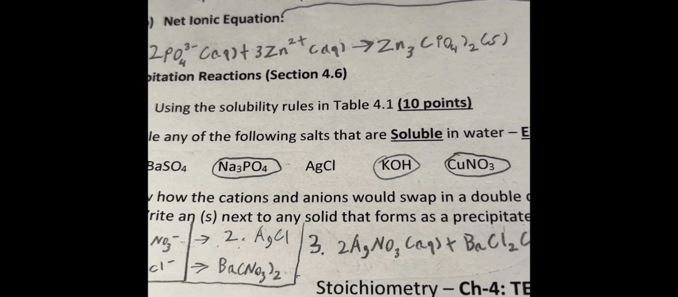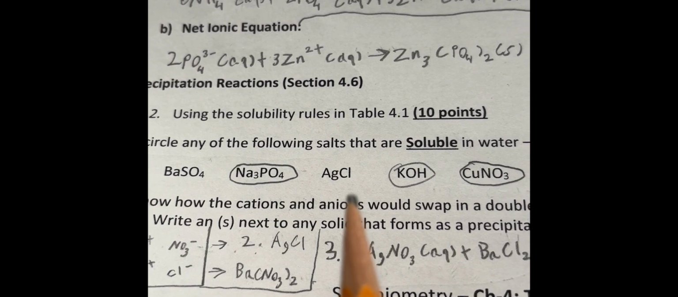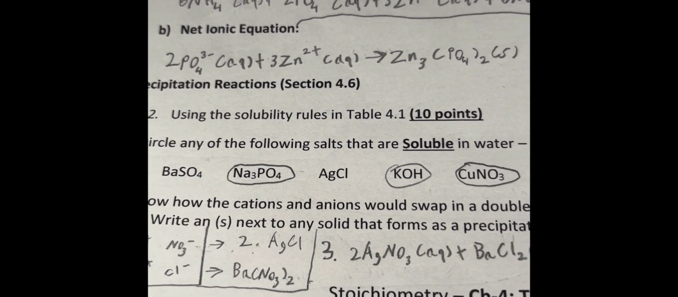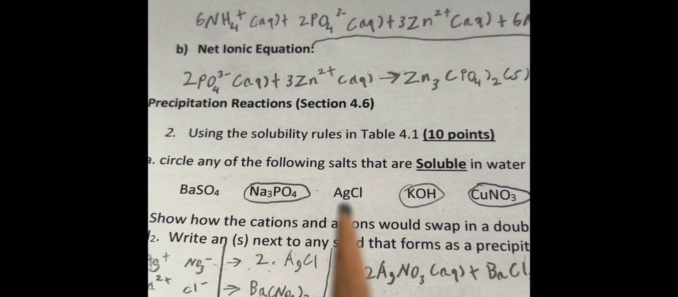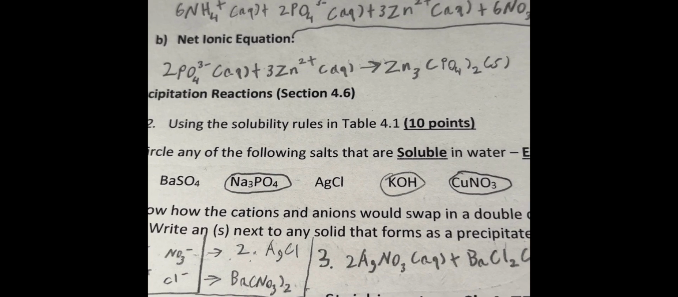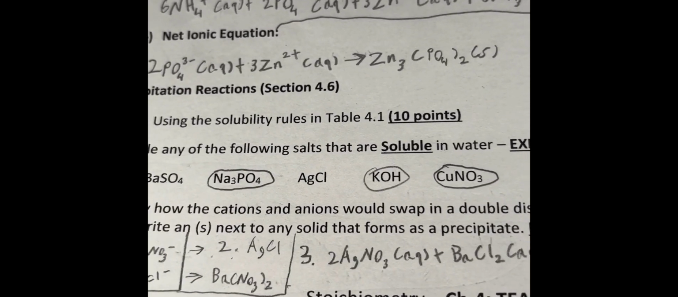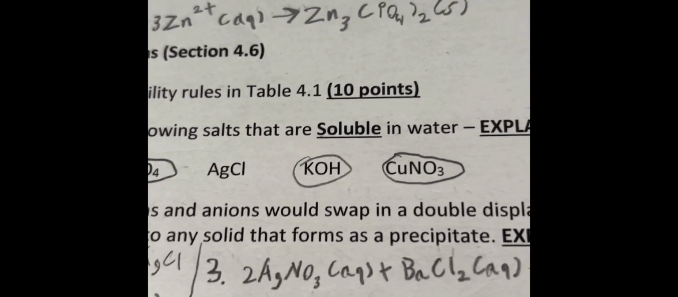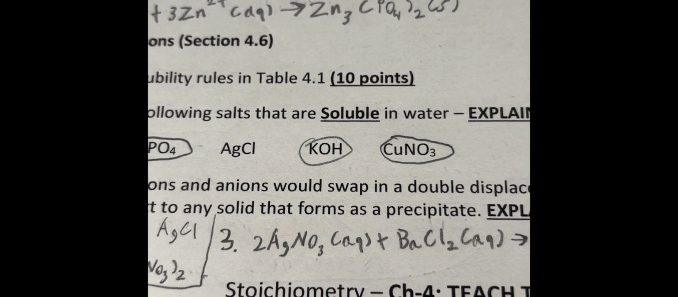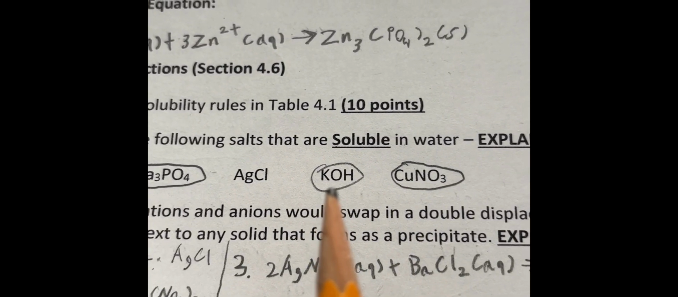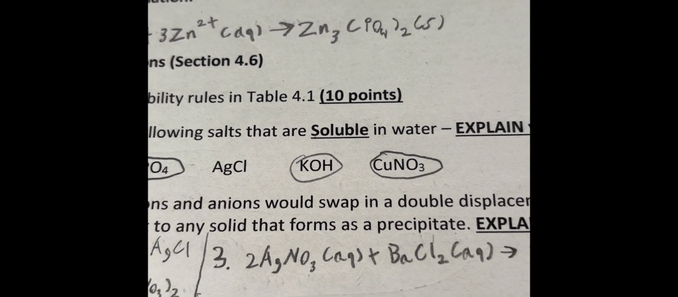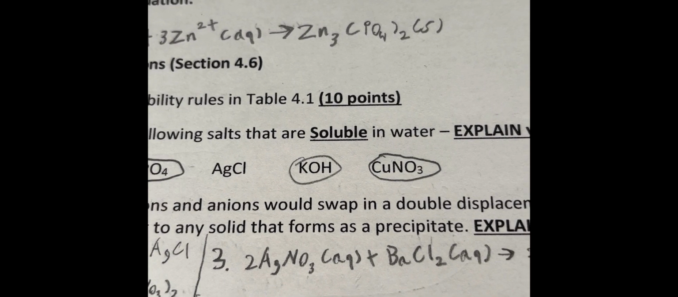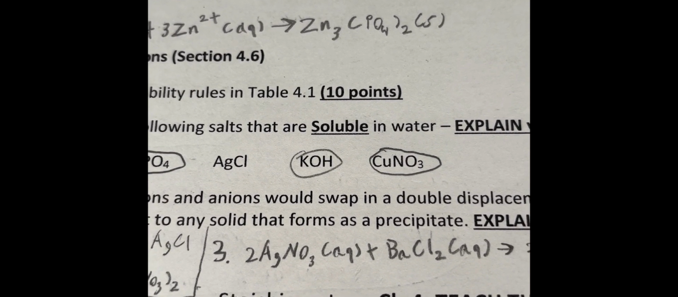For silver chloride, chloride is usually soluble. However, when combining it with silver, it becomes an exception. Silver chloride does not dissolve well in water and forms a precipitate. So silver chloride is insoluble. Moving on to potassium hydroxide. Potassium is another alkali metal, and all potassium compounds are soluble, including potassium hydroxide. So potassium hydroxide is soluble.